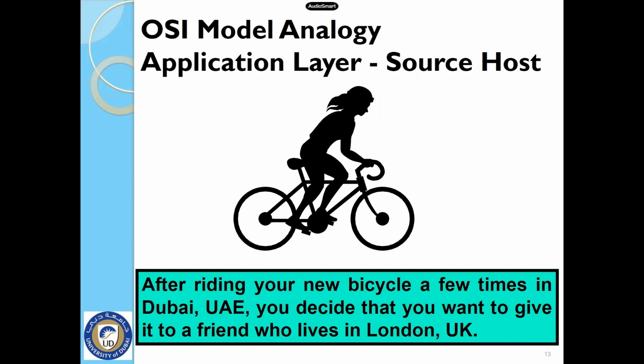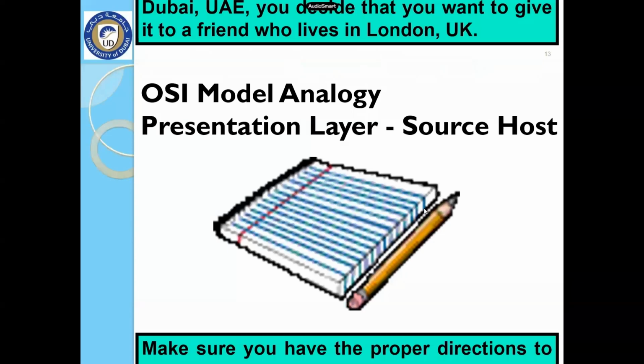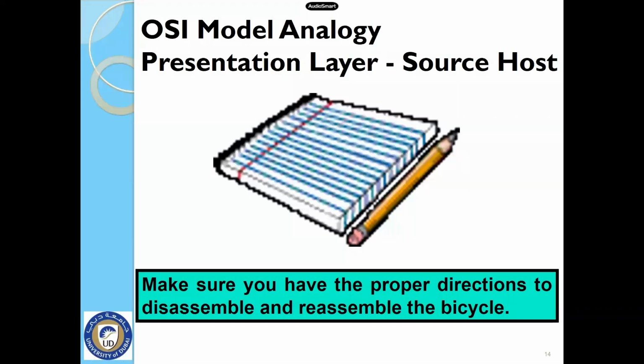So this is the first thing. You want to send data. You want to send information. So you want to send the bike to a destination. So this is the application. You want to send something. Okay, now the second layer, which is the presentation layer: you look into the manual on how to assemble and disassemble the bike. Of course, you're not going to send the bike as a package, so you decide to disassemble the bike into smaller pieces.